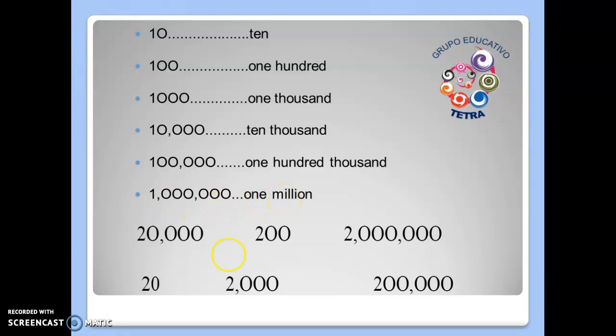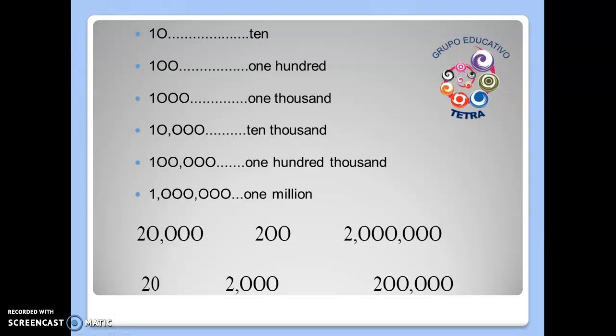Now we have it, but with number 2. So we have 20, 200, 2,000, 20,000, 200,000, and 2,000,000.